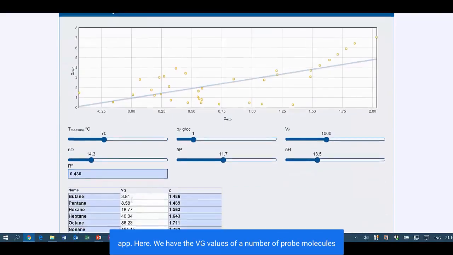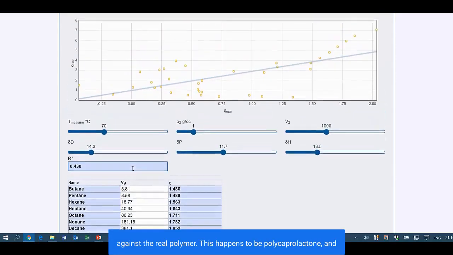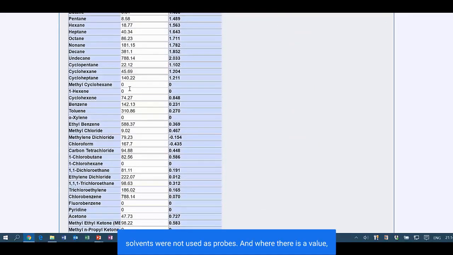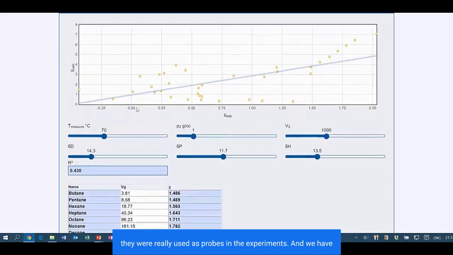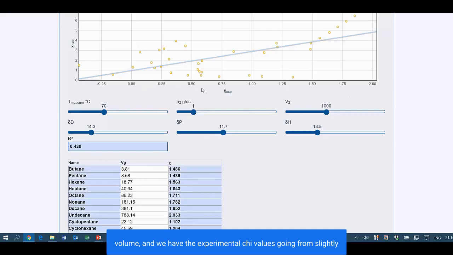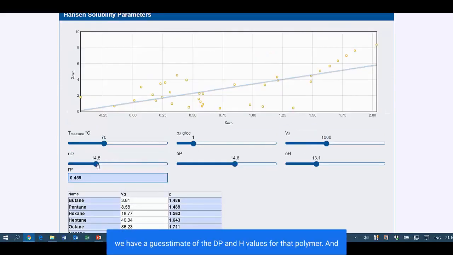Here we have the VG value of a number of probe molecules against a real polymer. This happens to be polycaprolactone, and we have a big list of solvents here. Where there's a 0, those solvents were not used as probes, and where there is a value, they were really used as probes in the experiment. And we have the density of the material we're measuring, we have a molar volume, and we have the experimental chi values going from a negative, which in principle is impossible but it seems to be quite common, up to something like 2, where there's a very big difference between the probe molecule and this polymer. Then we have a guesstimate of the P and H value for that polymer. And this is clearly an awful guesstimate because the correlation is very weak to the human eye, but also the R squared is only 0.46.